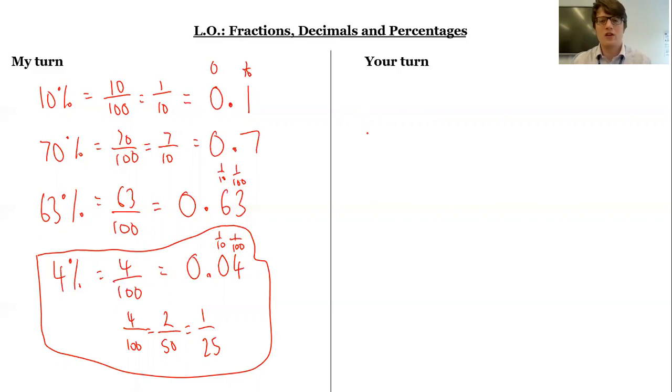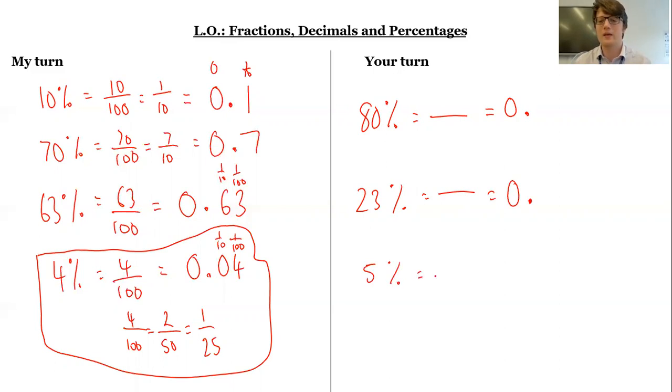So just for now, I'd like you to write these percentages as fractions and decimals. So you've got fractions first, and then do it as a decimal. Pause the video, unpause when you're done.